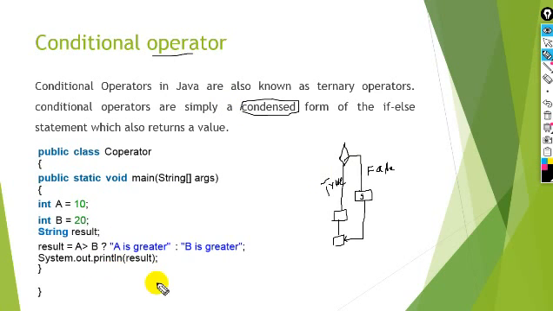It has two portions. This is for the true portion and this is for the false portion. When we are writing the conditional operator, the syntax is: first we write the condition. After that condition we should write the question mark.